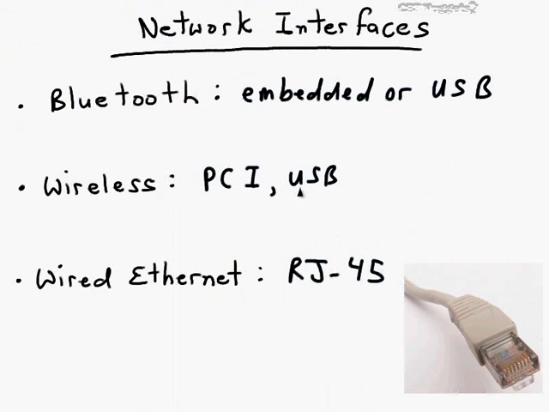Finally, let's re-examine network interfaces. You'll recall that our three basic network technologies are Bluetooth, 802.11 wireless, and 802.3 wired Ethernet. With Bluetooth, this technology or this interface can be embedded within the computer itself or via USB dongle.